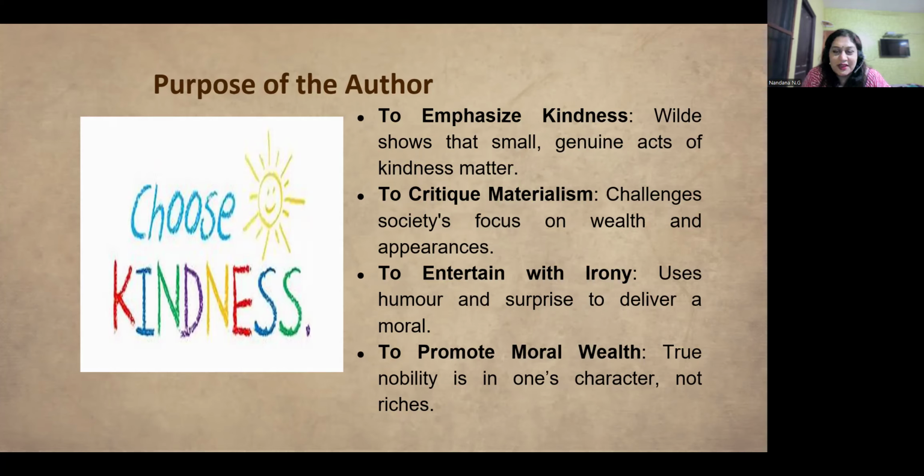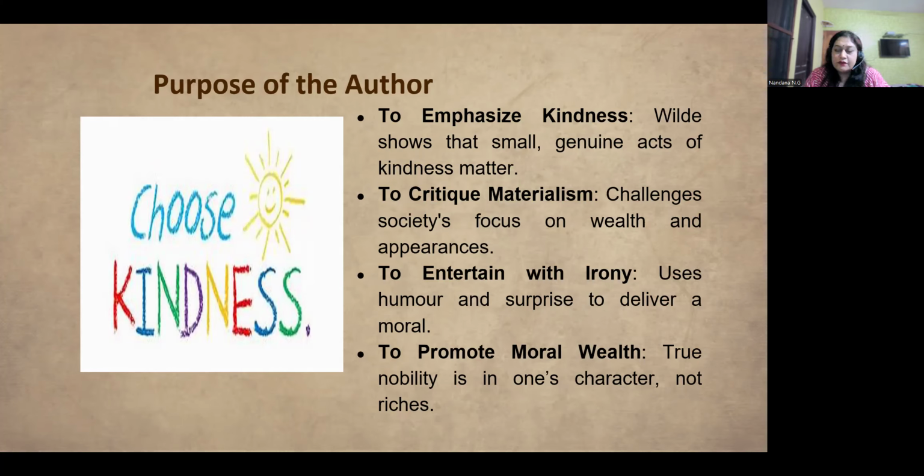And the second purpose of the author would be to critique materialism. Critique as in to take a negative stand. What is materialism? Materialism is when you give undue importance to money, wealth, and all the things that it can buy.